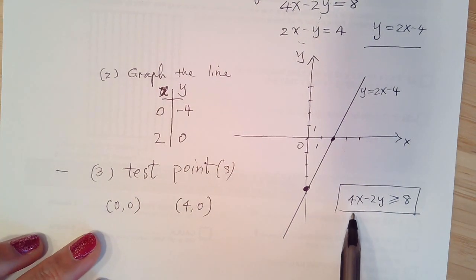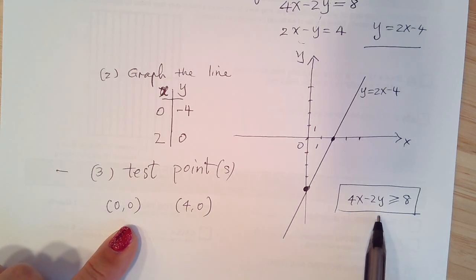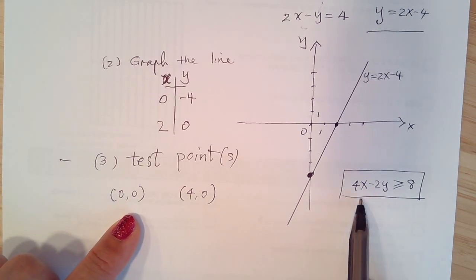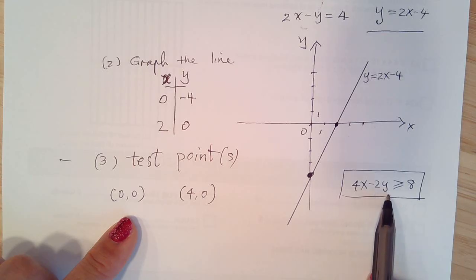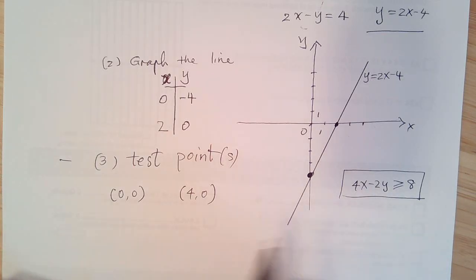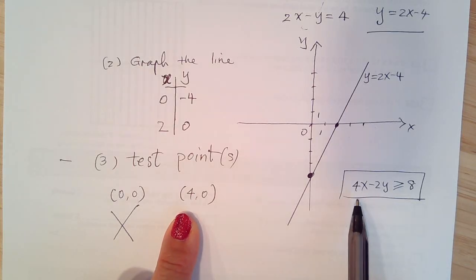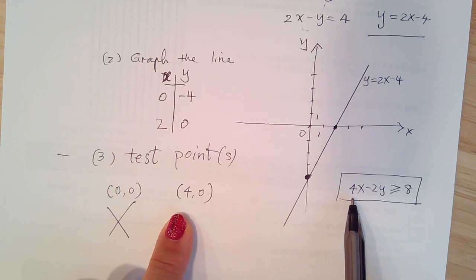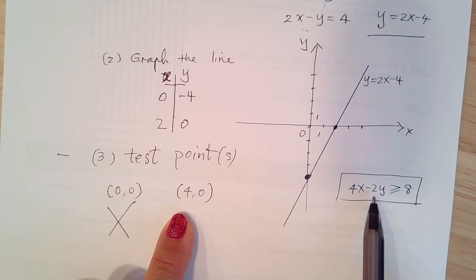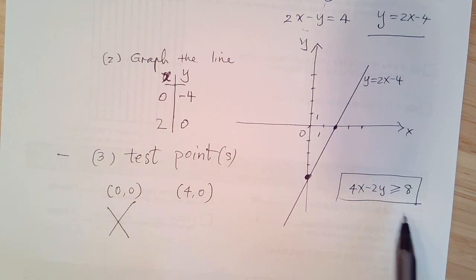So let's see. If I put 0, 0 into my inequality, 4 times 0 minus 2 times 0 is 0 minus 0, which is 0. Is 0 greater than or equal to 8? No. And what about 4, 0? When x equals 4, 4 times 4 is 16, and minus 2 times 0 is nothing here. So 16 is greater than or equal to 8.